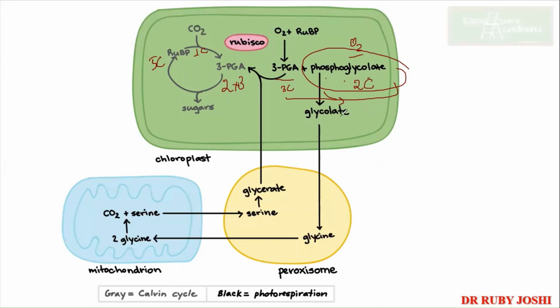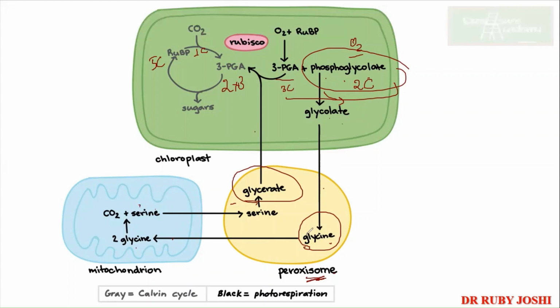Dephosphorylation will happen, the phosphate group will be removed, and this glycolate will go to the peroxisome, where the glycolate will get converted to glycine. Then this glycine gets transferred to the mitochondria, glycine gets converted to serine, serine से वापस आपका glycerate बनता है. Now it is glycerate. So in the peroxisome, what is happening? It is like a shuttle between the chloroplast and the mitochondria.